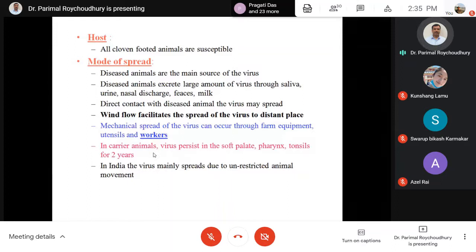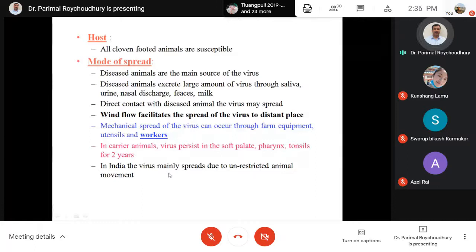A certain percentage of the recovered animals act as carrier animals. This is another point because of which it is difficult to control the disease easily. The carrier animals recover without any signs and symptoms. They harbor the virus in their throat, and from time to time they may excrete the virus, and those animals become a source of infection for the next outbreak. So this is another mode of transmission. These are some of the issues because of which the disease is difficult to control.